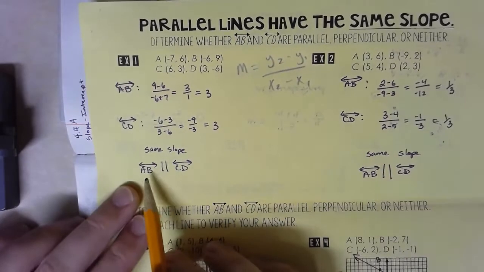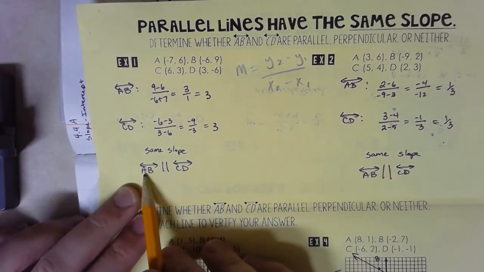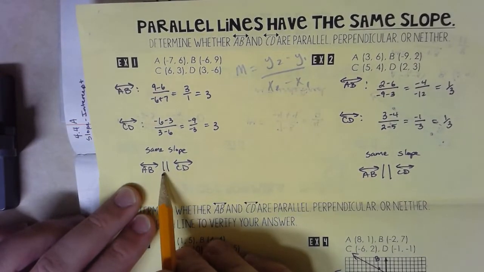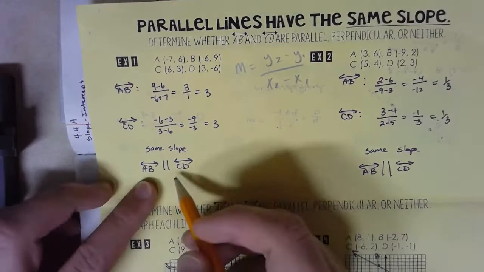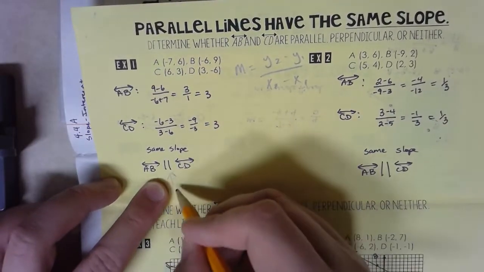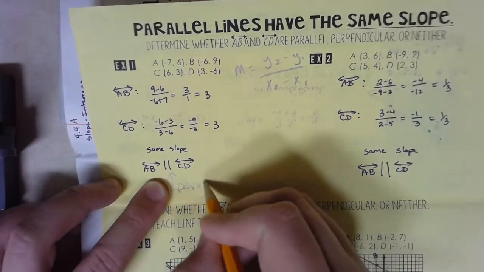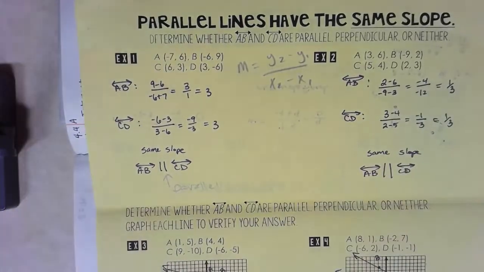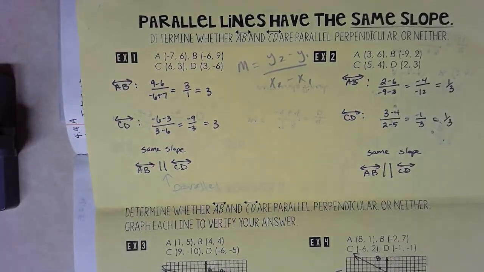Okay, and this little symbol right here that I wrote, okay, so line AB is parallel to line CD. So the symbol for two things being parallel is this set of lines right here. Okay, so that just means parallel. Okay, let's keep looking.